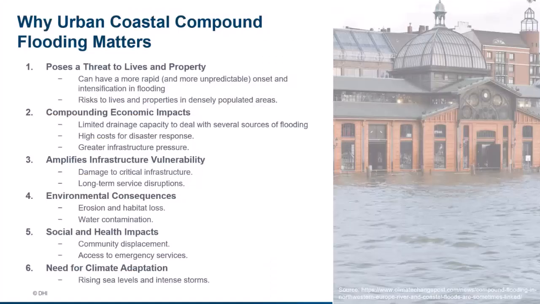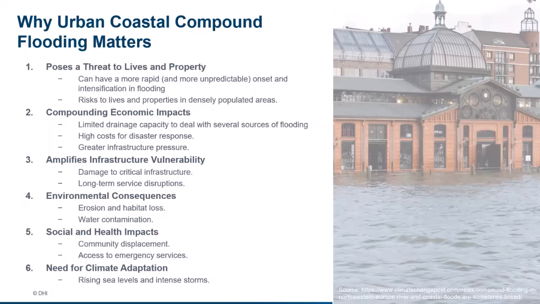So why does urban coastal compound flooding matter? Well, the reasons are relatively obvious, but of course it poses a tremendous threat to lives and property, and it can cause more rapid onset intensification of flooding, which is often also more unpredictable when it's coming from various sources. There's compounding economic impacts.